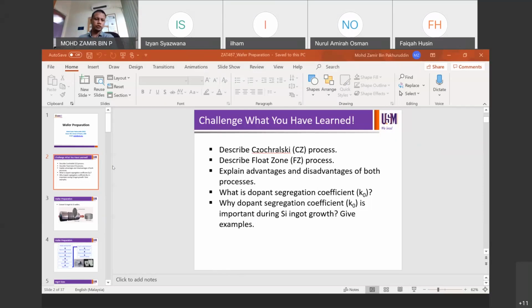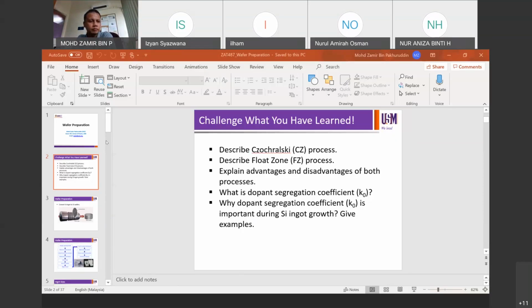Okay. Float zone uses RF coil. And how about Czochralski process? What does it use? Apa konsep atau apa mekanisme yang digunakan oleh Czochralski process to do the growing? Anyone else could help?